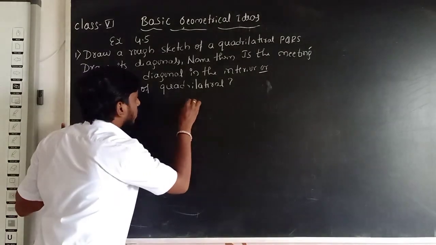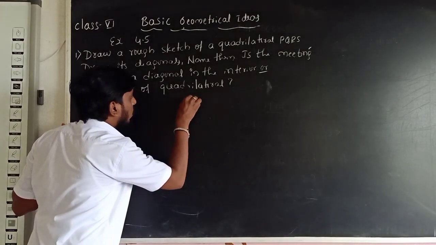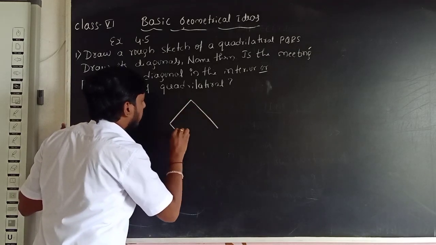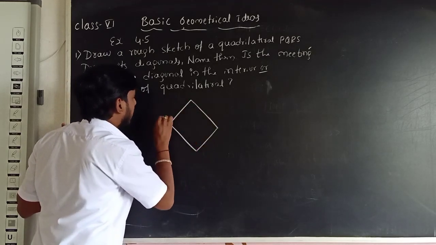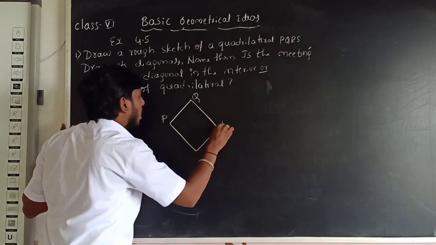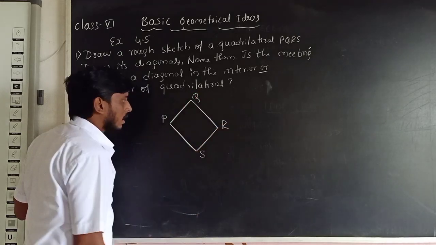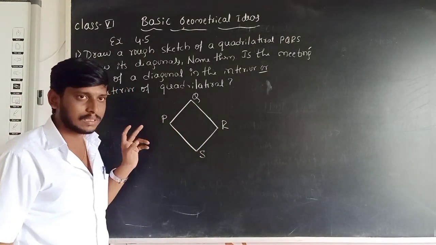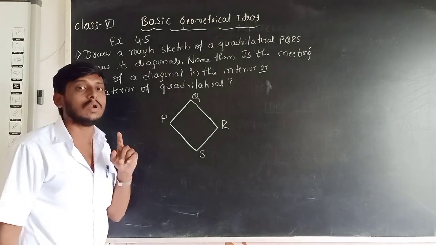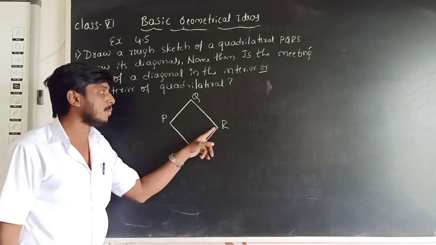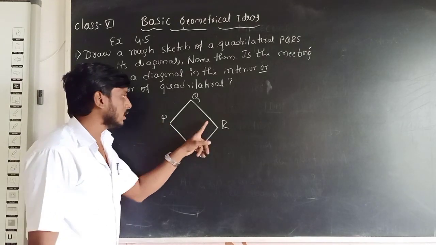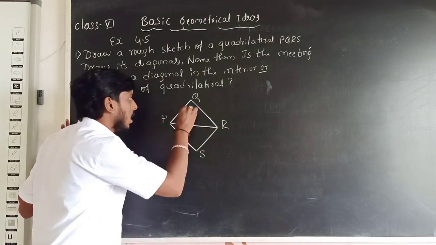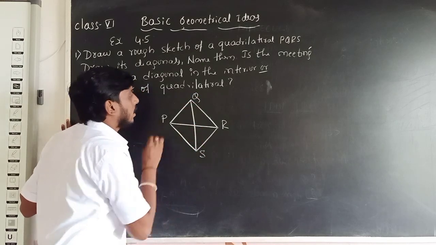First, let us draw the rough sketch of quadrilateral PQRS. So this is the quadrilateral PQRS, made up of 4 vertices. Draw its diagonals. How to draw the diagonals? Join its opposite vertices. P is opposite to what? R. This is one of the diagonals, and this is the other diagonal.